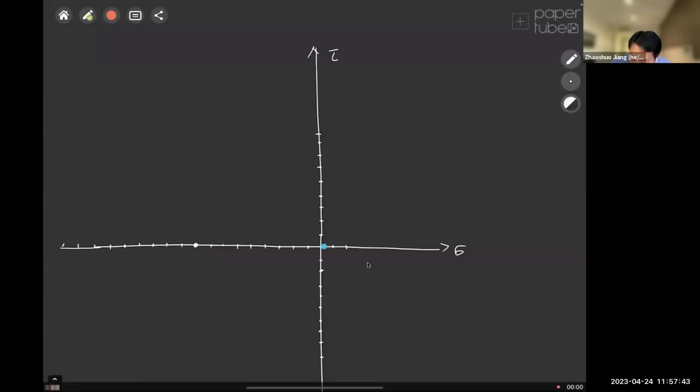So we're going to have the sigma 1 here. That is our sigma 3 over there. And this is the maximum shear stress point, and this is our minimum shear stress point. If we connect all those, that is going to be our Mohr circle.